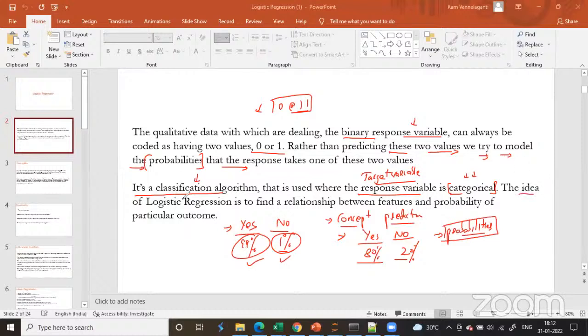So the idea of logistic regression is to find a relationship between our features and the probability of a particular outcome. To find a relationship between our independent variables and our probability values related to our outcomes, yes and no. This is what we are interested in. We have to find a relationship between independent variables and probabilities of two outcomes, yes and no.